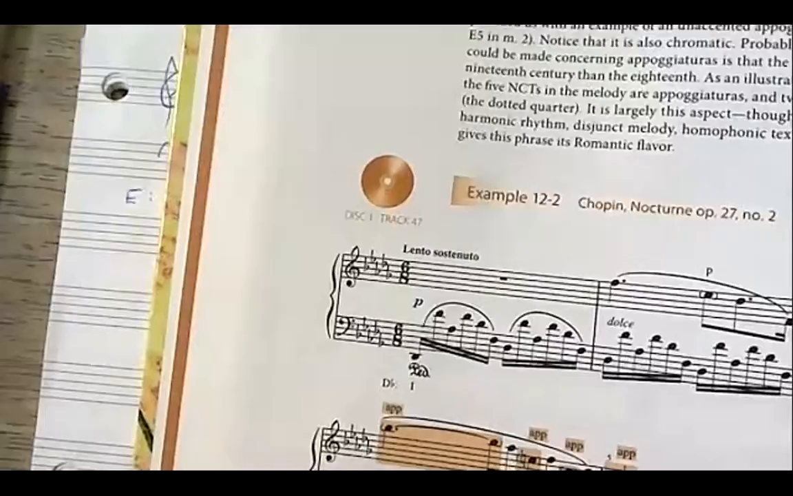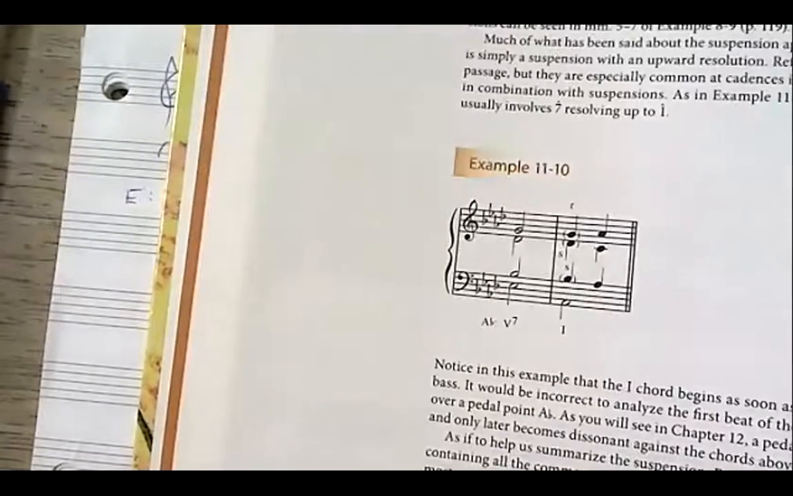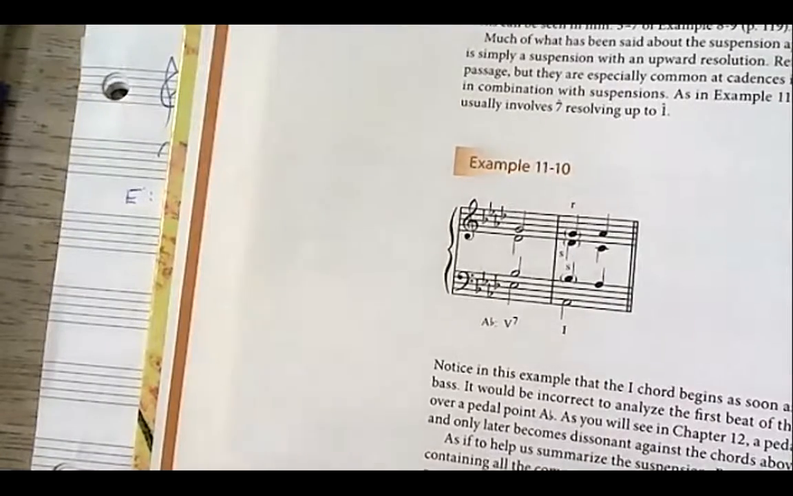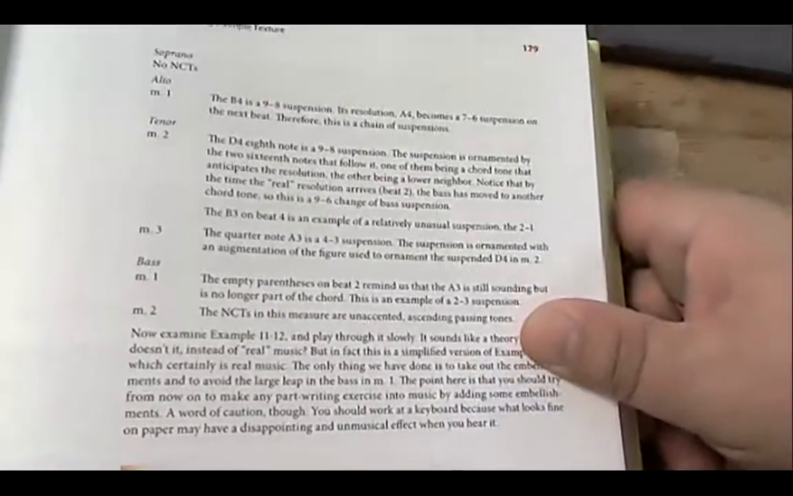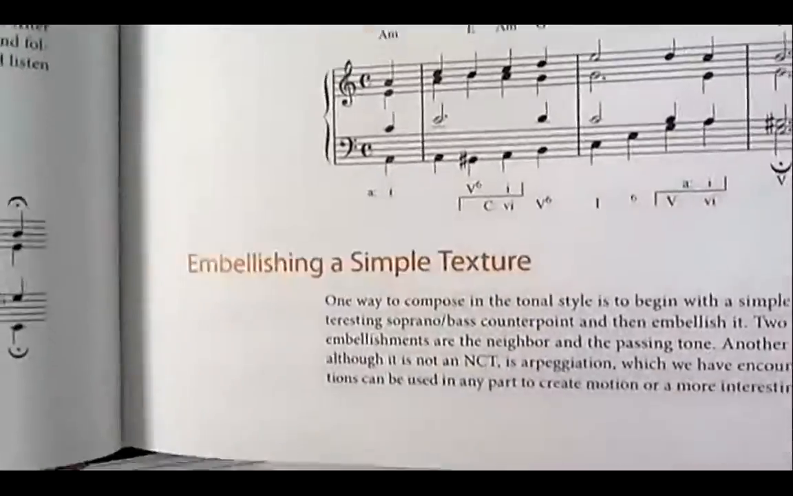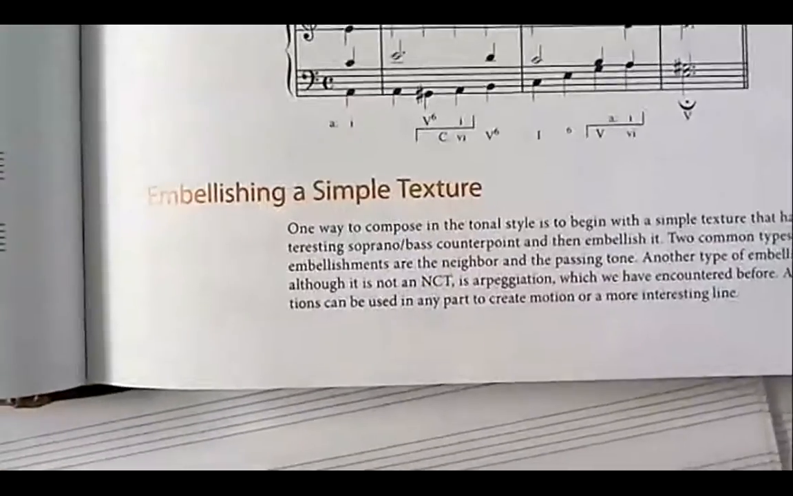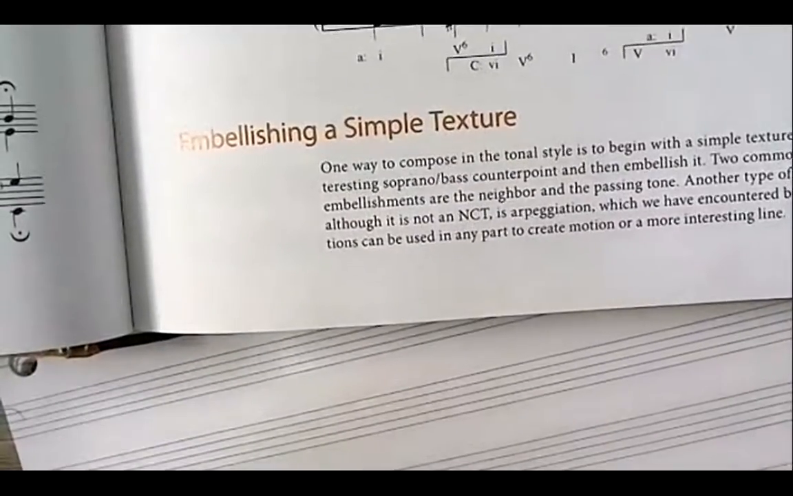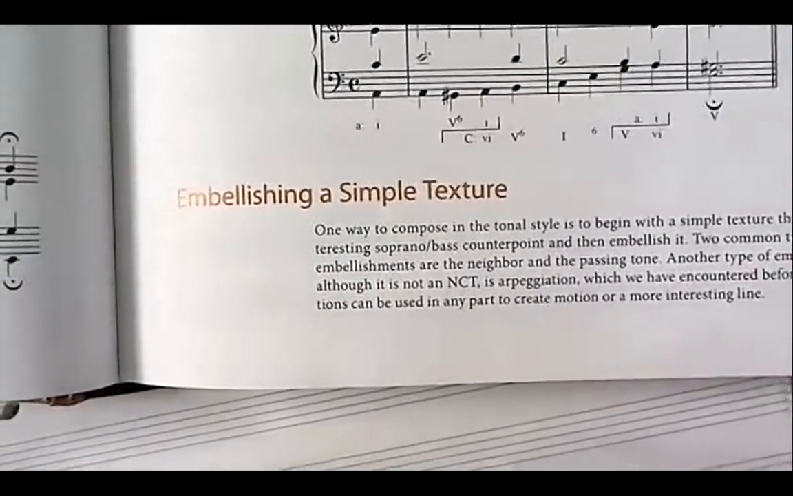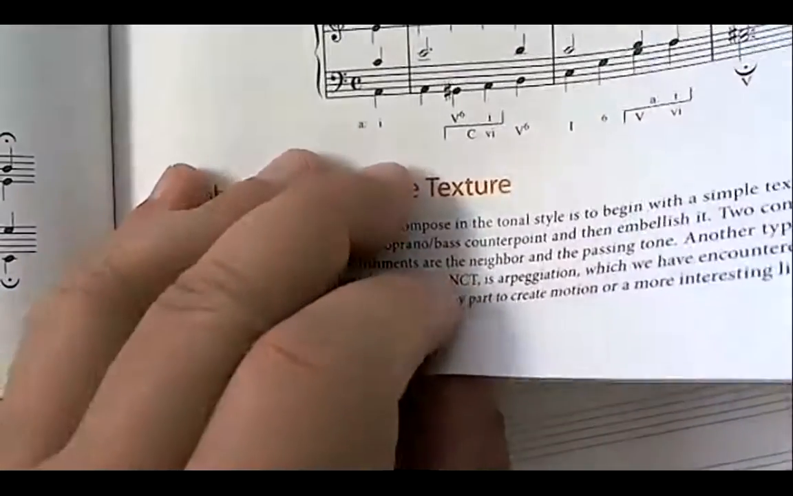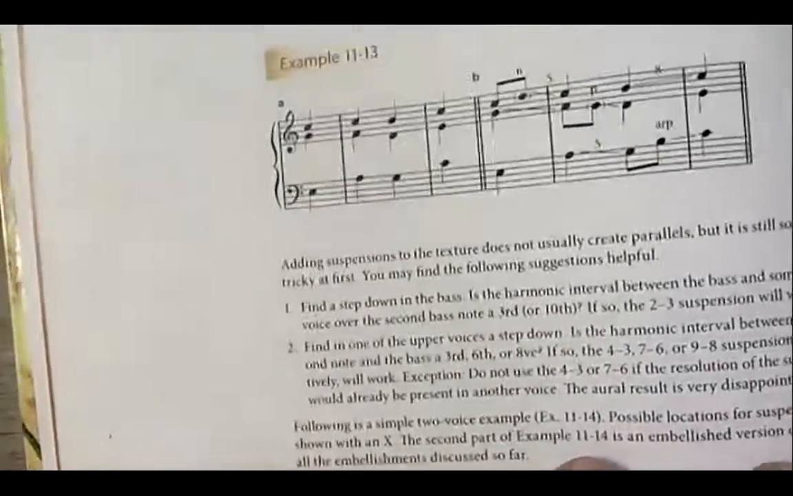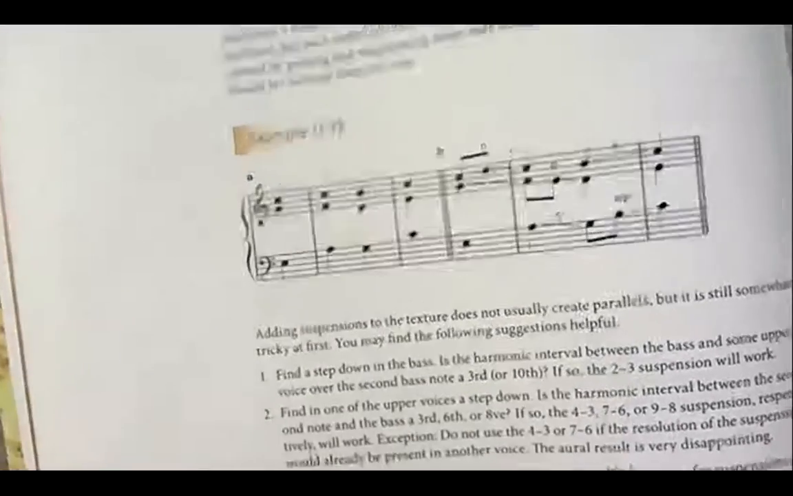Before we jump into 5/7 chords, which will be a topic that we'll deal with on Monday, in your textbook on page 179 there is a section called how to embellish a simple texture. That means when you have just chords like we've been writing, how do you add non-chord tones? All right, so very carefully is the answer. But I want to show you what they want you to be careful of.